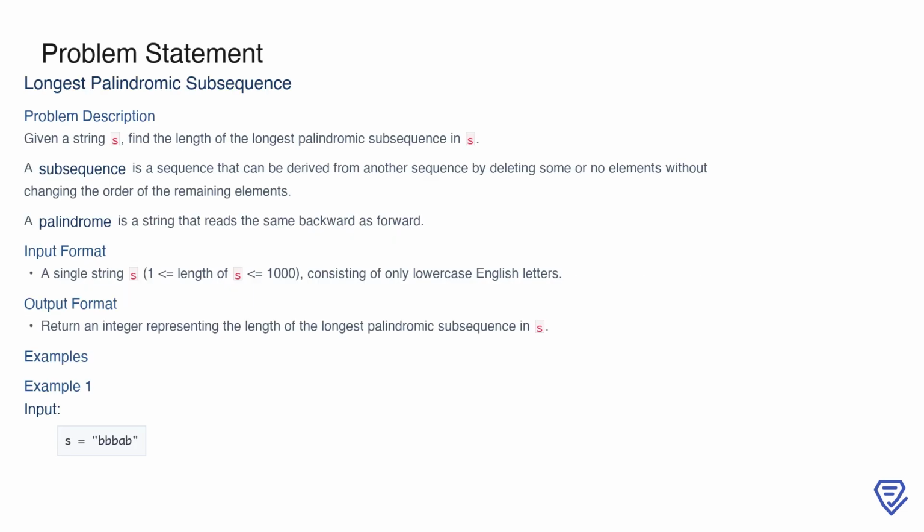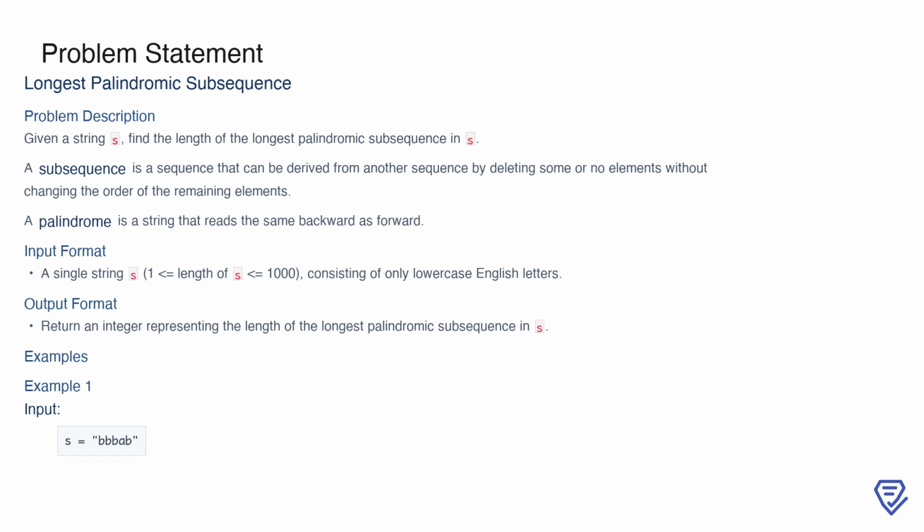In this problem, we are given a string S, and the goal is to determine the length of the longest palindromic subsequence within that string. To clarify, a subsequence is a sequence that can be derived from the original string by deleting some or no elements while maintaining the order of the remaining characters. For instance, in the string ABC, AC is a subsequence because the order is preserved after removing B.